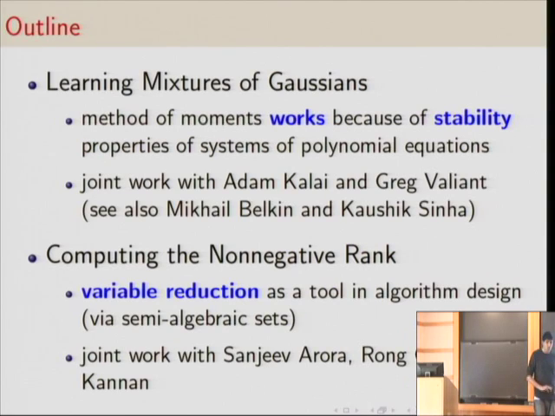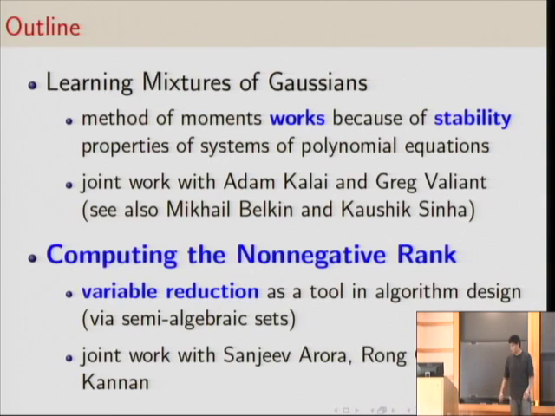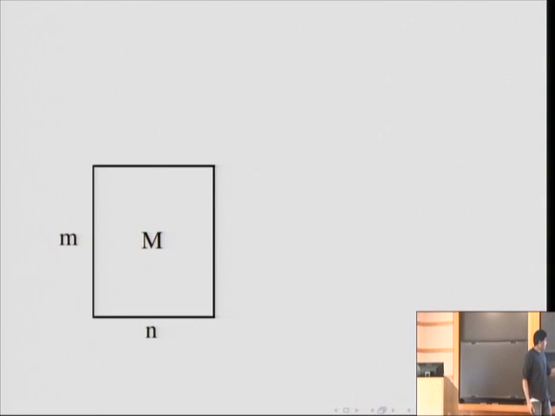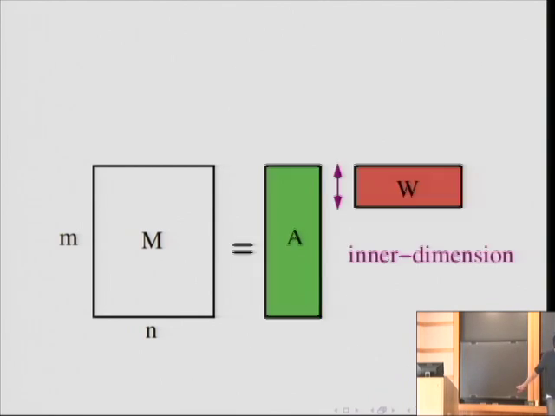So let me start off with a really dry definition of what the non-negative rank is, just to make sure we're all on the same page. And then I'll give you an example application to explain why it's important. We have a matrix M, which throughout this talk will be entry-wise non-negative. And oftentimes we want to write M as the product of two matrices A and W. Moreover, we want to minimize what I'll call the inner dimension, which is the number of columns of A or the number of rows of W.